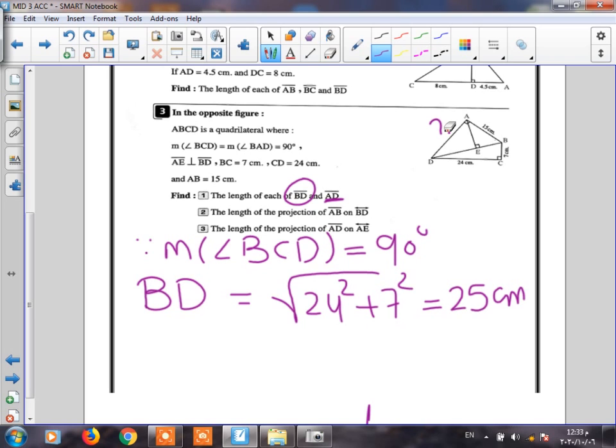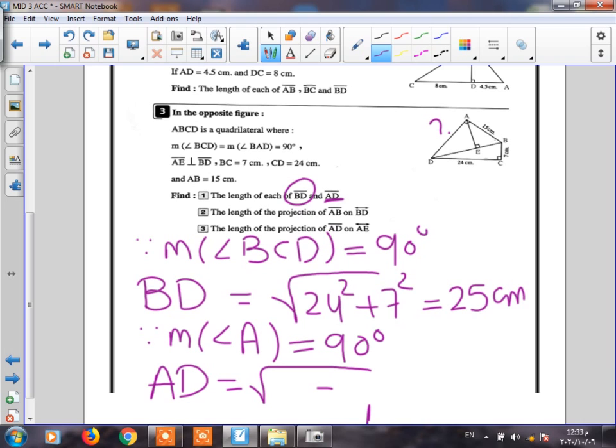I have AB and BD, and he told me measure of angle A equal 90 degrees. So since measure of angle A equals 90 degrees, that means AD is a side. I can use the hypotenuse first, which is 25 squared minus 15 squared, and I will get here 625 minus 225, that means I will get 400, which is 20 centimeters. So this is 20 centimeters, so I already get AD. Okay, this part I will explain it now to you, the projection.